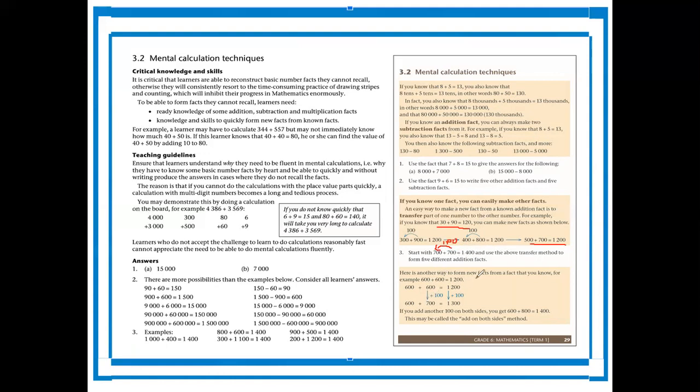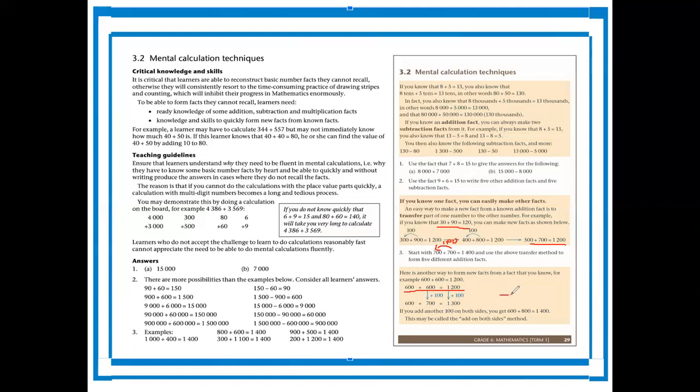Here's another way to form new facts from a fact that you know. For example, 600 plus 600 is equal to 1,200. So that's what we started off with, this line here. And then if we add 100 to both sides, we add 100 to the 600 on the right to get 700, and then we add 100 to the answer to get 1,300.